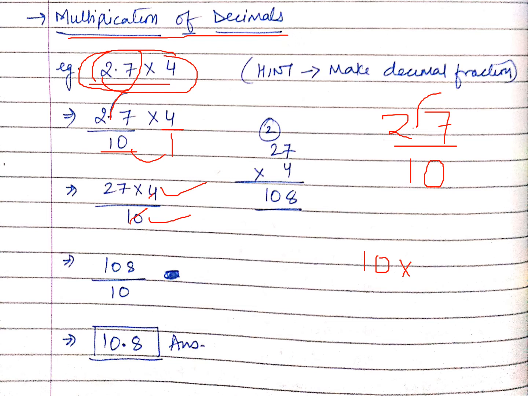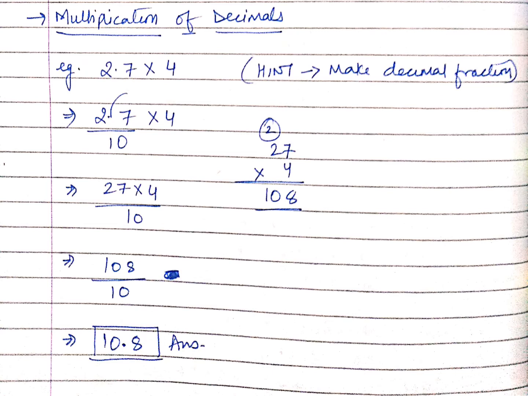This is a request. This will make the question easy for you. If you cut, it will not be wrong. But if you don't cut, it will be easy for you. Okay, let's see how. So just multiply the numerators. 27 fours are 108, you will get. So the final answer is 108 upon 10.